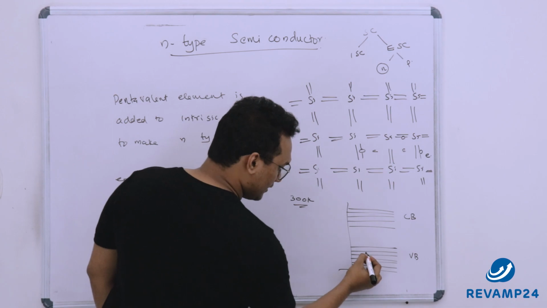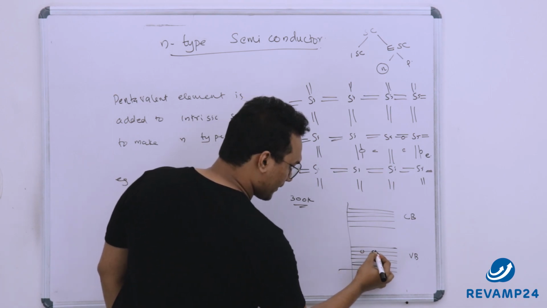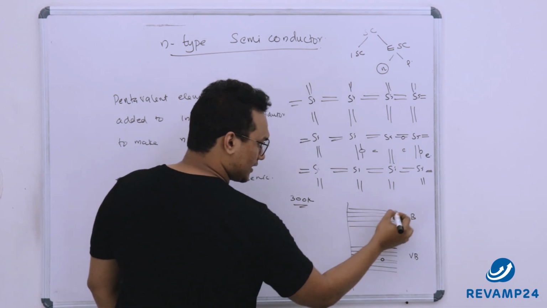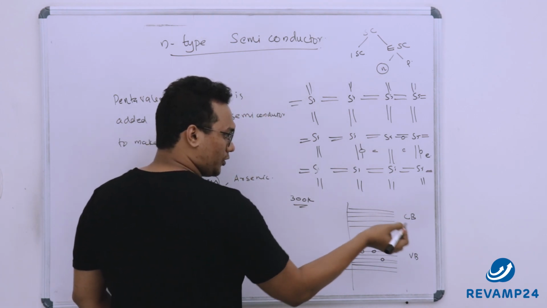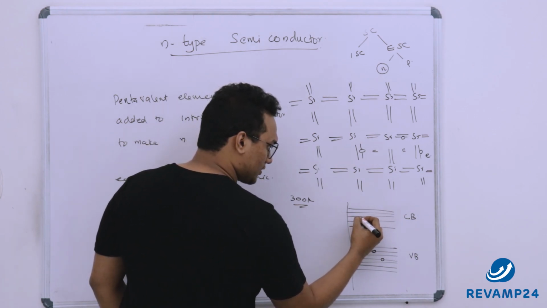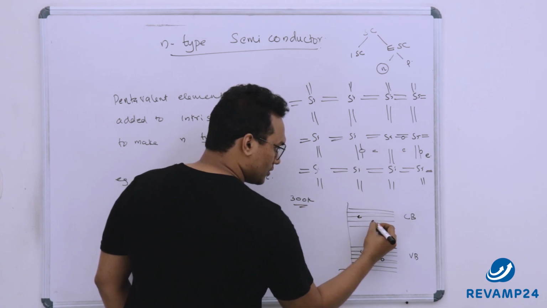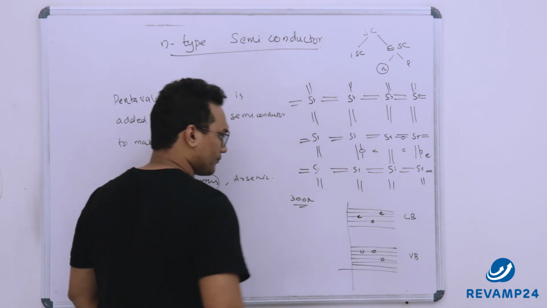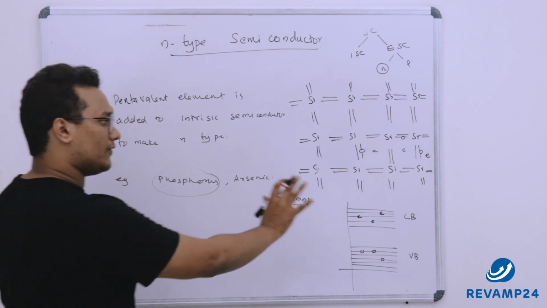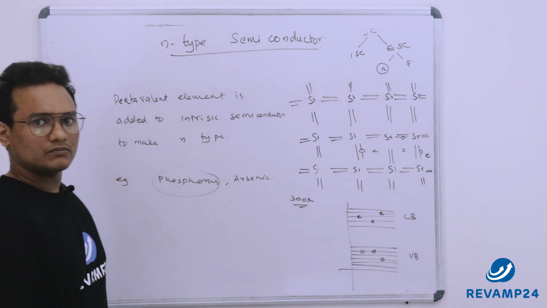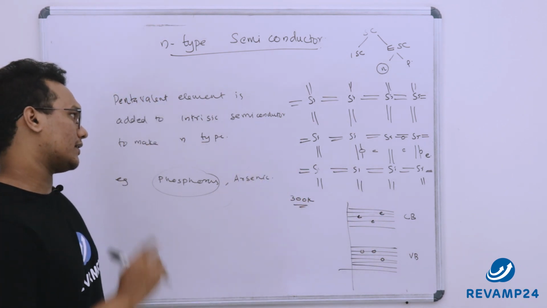So I am going to mark these holes and electrons. Holes are here, and these are free electrons. They can contribute towards conduction, right? So this free electron will come here. 1, 2 and 3. The number of electrons and number of holes are the same. So this is the case of an intrinsic semiconductor.